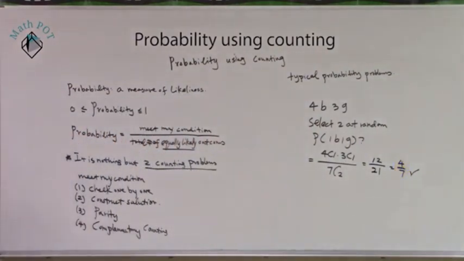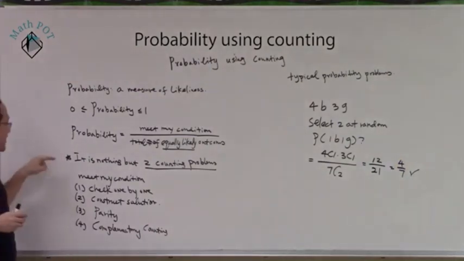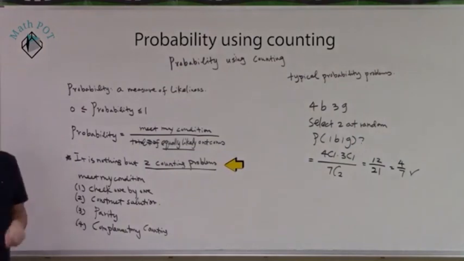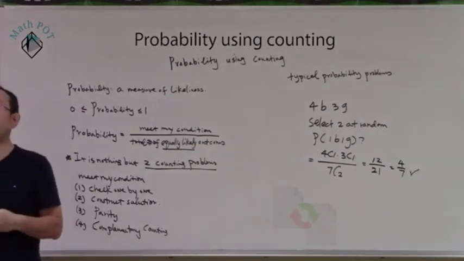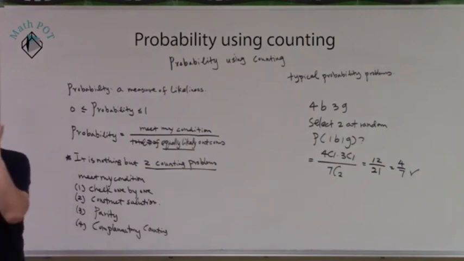So notice when we solve this problem, we still treat this as two counting problems. So definitely you need to get used to this idea. Try to convert this probability to two counting problems. Figure out the answer for each one. The ratio is the probability.